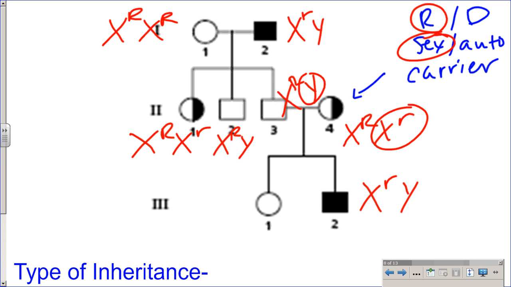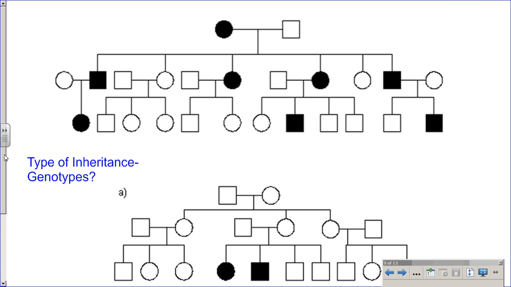All right, let's do one more. You feeling this? It's like a puzzle. It's kind of fun. Okay, this one. Now, tell me, again, raise your hand, wait for it: dominant or recessive, and then sex-linked or autosomal. Raise your hand when you're ready.